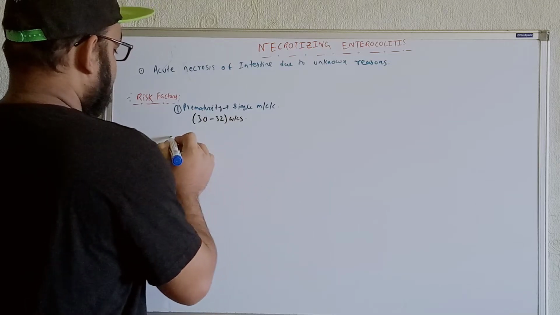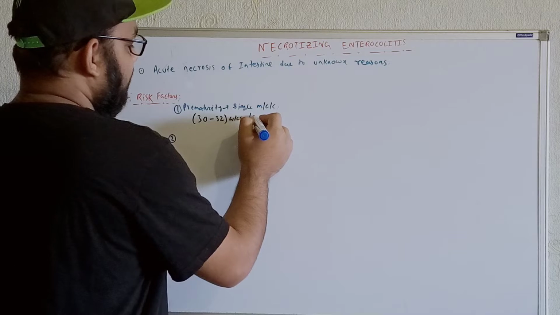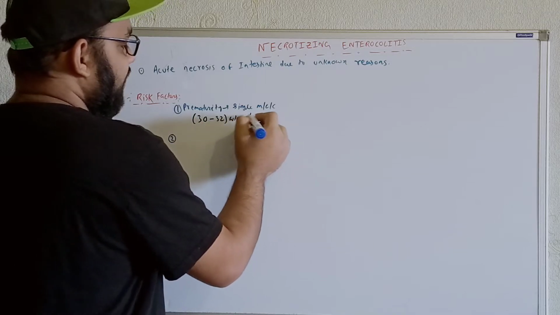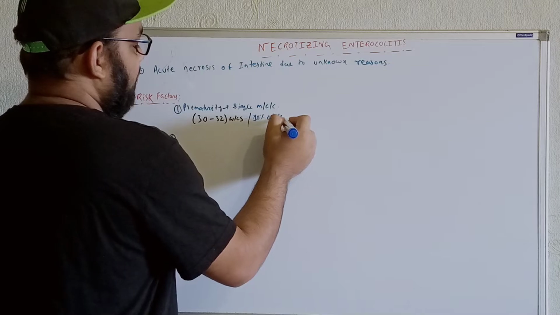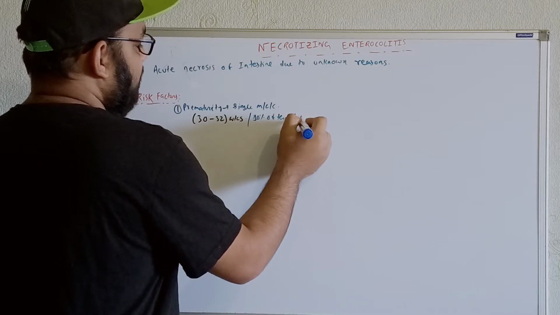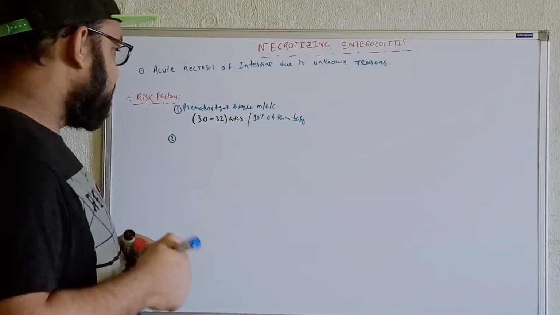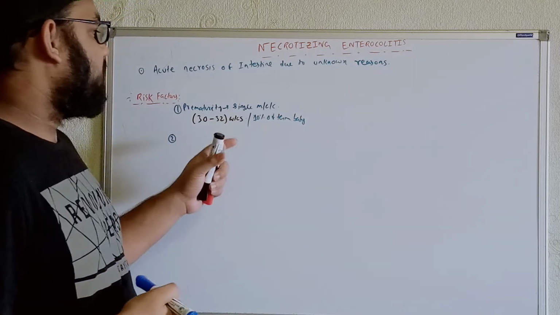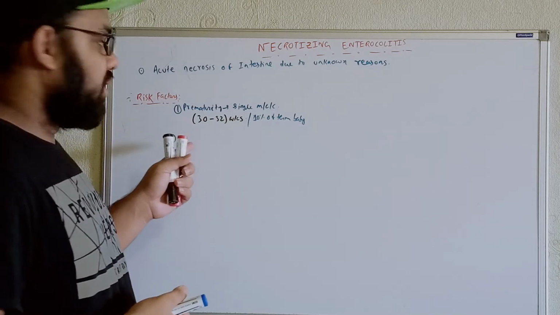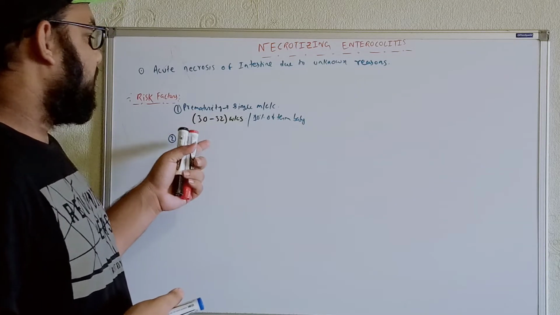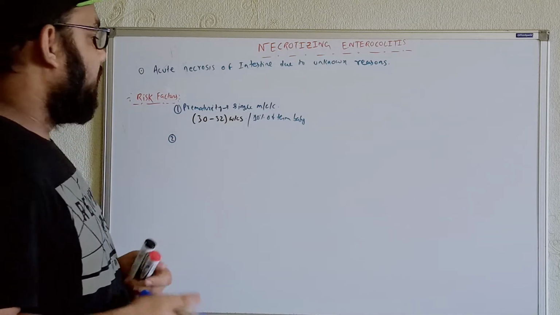Another thing in terms of the term baby, or mature baby: for example, 10% of term babies can also develop necrotizing enterocolitis. But the most common cause is prematurity, the single most common cause. Around 30 to 32 weeks of gestational age, we can see the development of necrotizing enterocolitis.